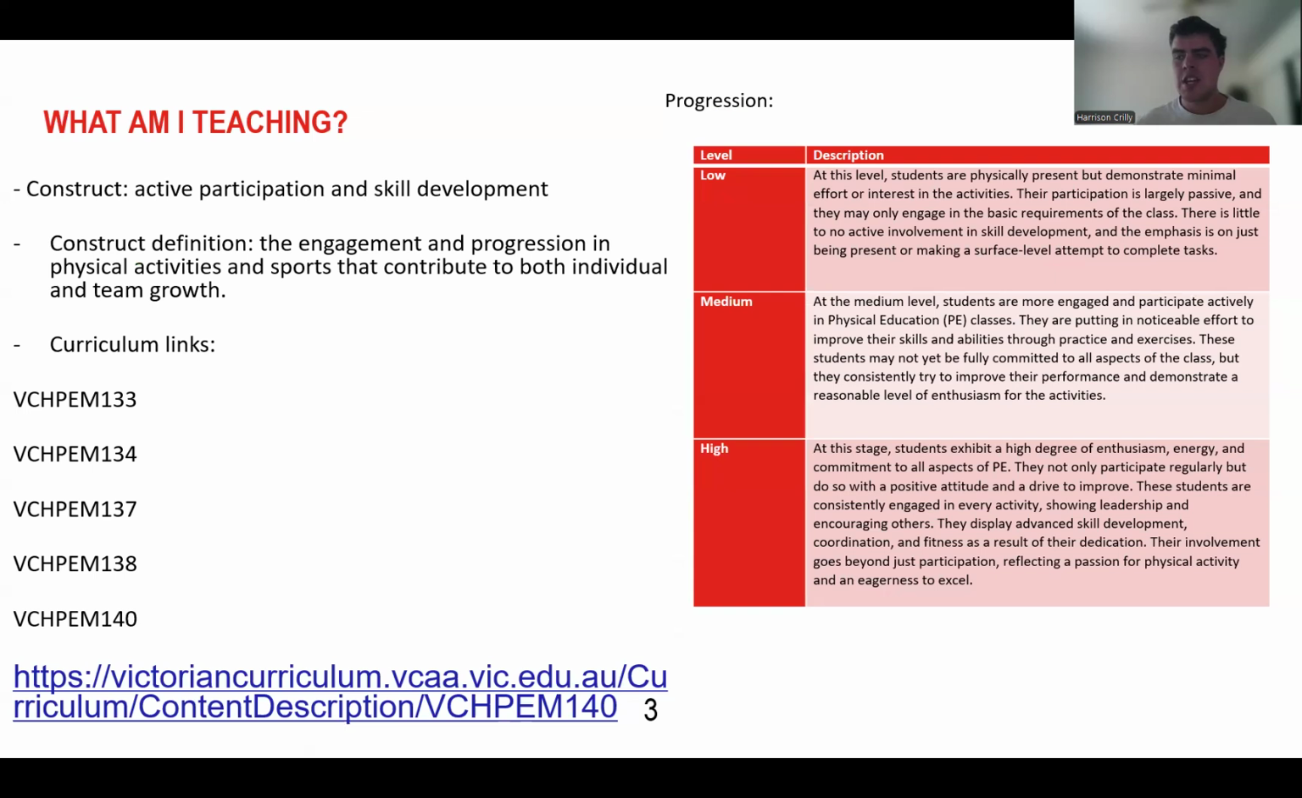So, what am I teaching? The construct being taught is active participation and skill development. The progression I've chosen to use starts off at a low, and students will aim to be at a medium to high level by the end of the progression.